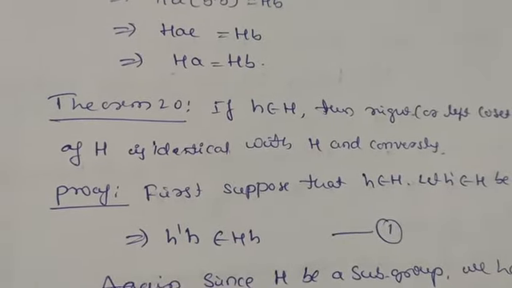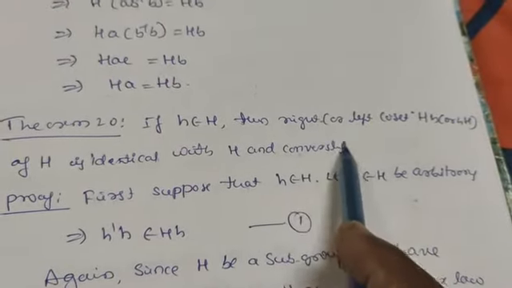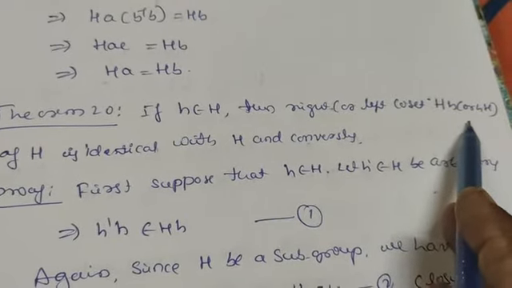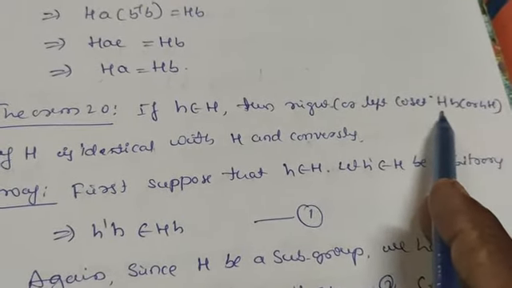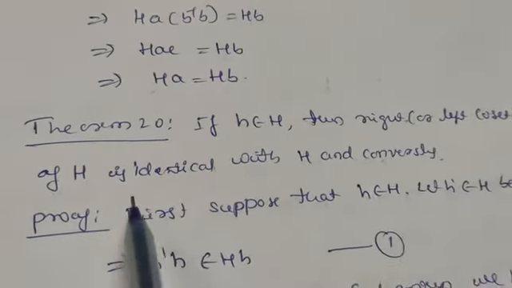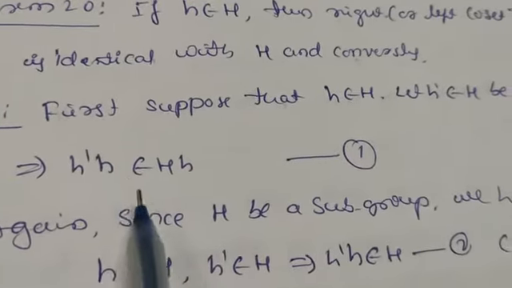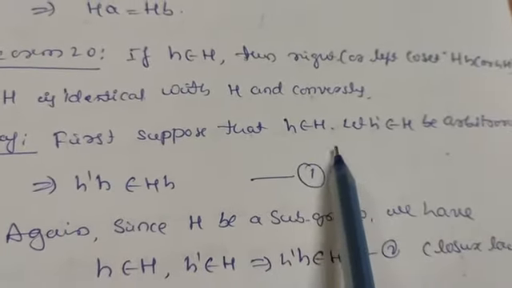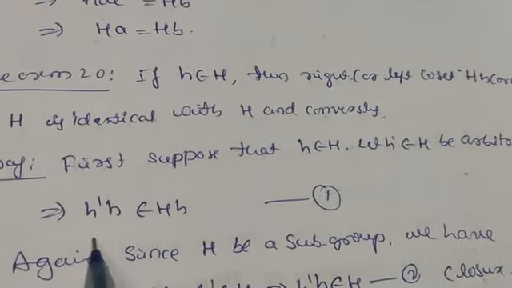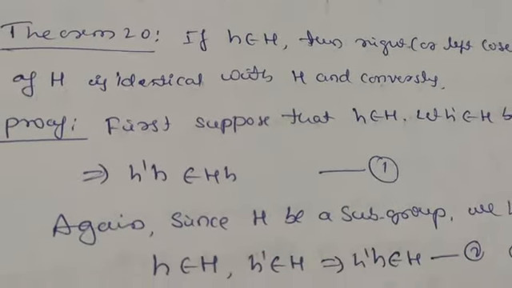Let us take one more theorem. If h belongs to H, then the right or left cosets Hh or hH of H is identical with H, and conversely. First suppose that h belongs to H and h' belongs to H be arbitrary. Then this implies h' into h belongs to H into h. Take this one as equation number 1.